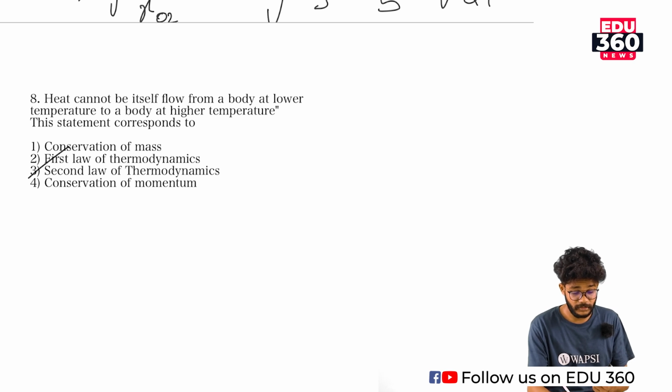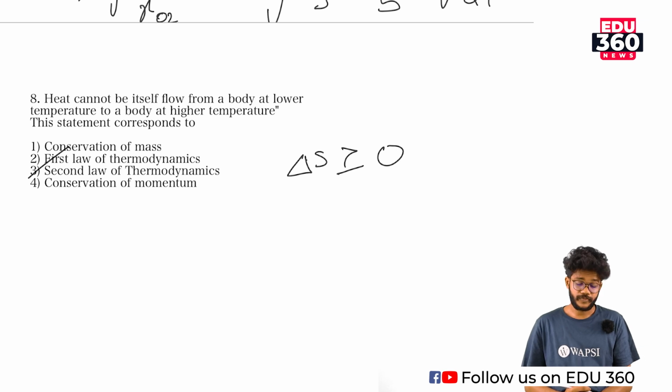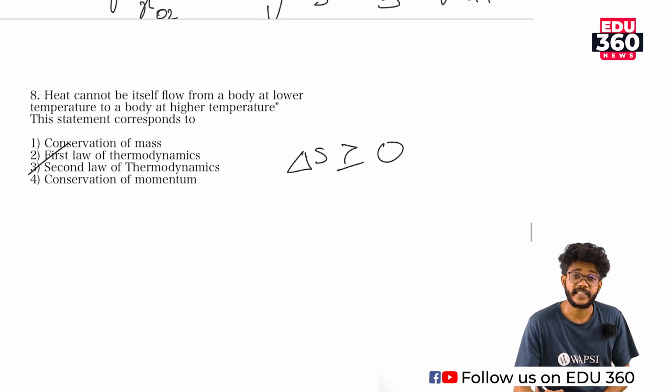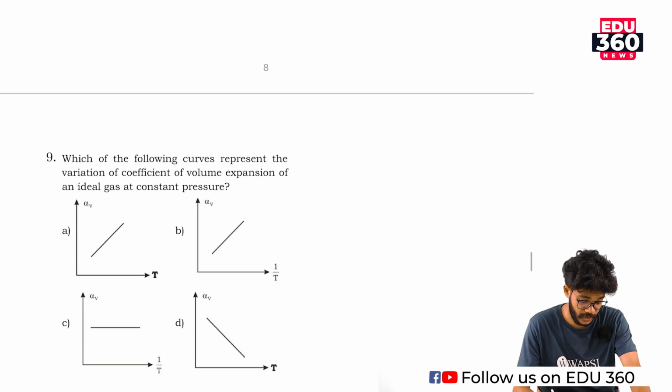Option B, option C, delta S is greater than or equal to 0. Okay, and delta S is the change in entropy. And we can move to the ninth question.